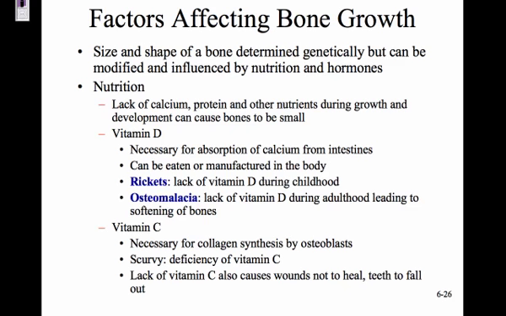It's the same type of condition where your bones would be softer than normal. Malacia is a suffix that means softening, so osteomalacia is a softening of the bone. Vitamin C is also necessary for collagen synthesis. And if you have a deficiency of vitamin C, we've talked about scurvy. Collagen is in your skin a lot, so vitamin C is needed for wounds to heal, and it helps hold your teeth in and that kind of thing.